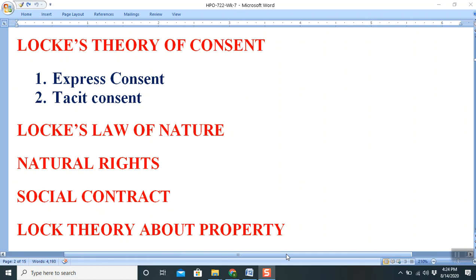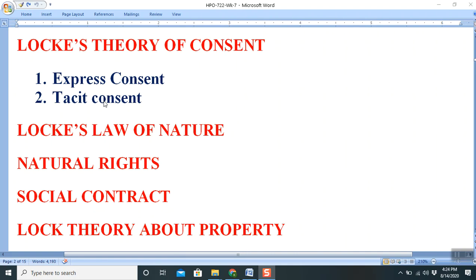John Locke divides the theory of consent into two major categories: express consent and second is tacit consent. Express consent means clear agreement, and tacit consent means passive consent, silent agreement.